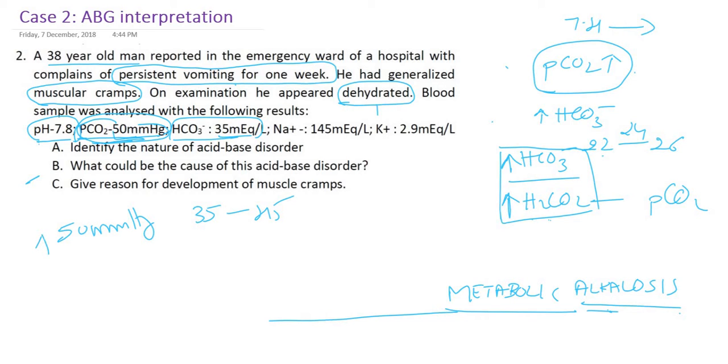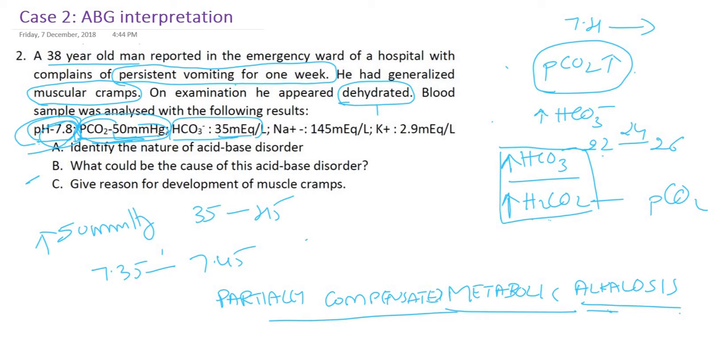So definitely it is increased. That means compensation started. Definitely it is compensated. Now the question is whether it is fully compensated or partially compensated. Again we go back to pH. What is the normal range of pH? 7.35 to 7.45. Here pH is not within the range. It is still very high, 7.8. It means it is not fully compensated, so I can write partially compensated.